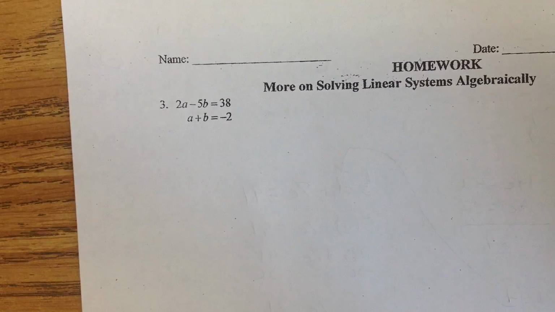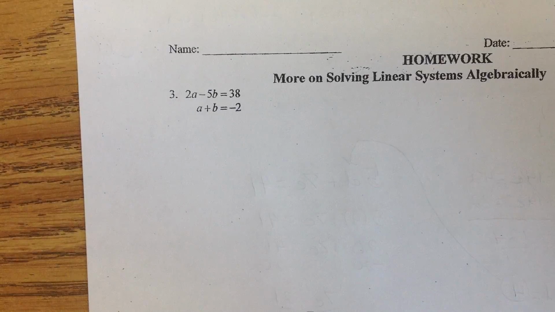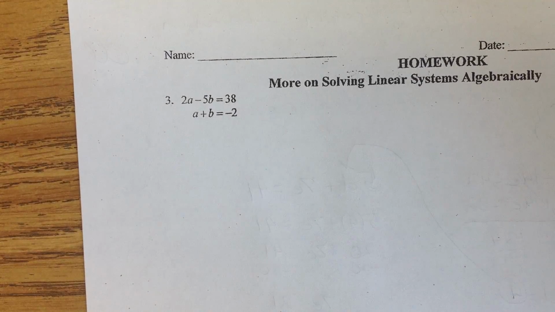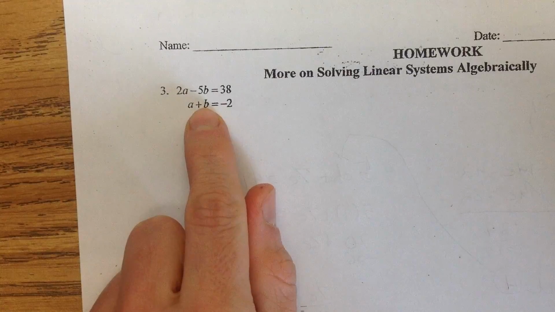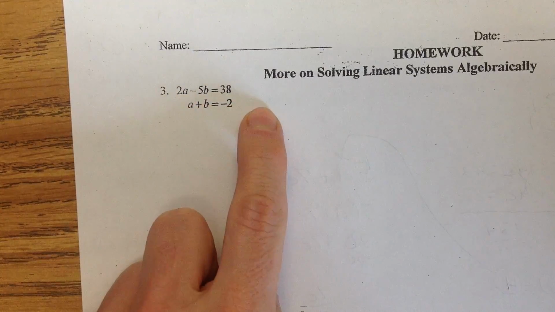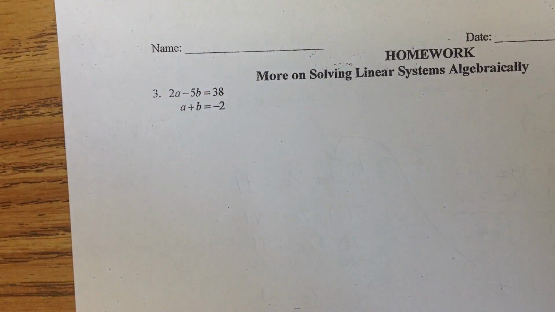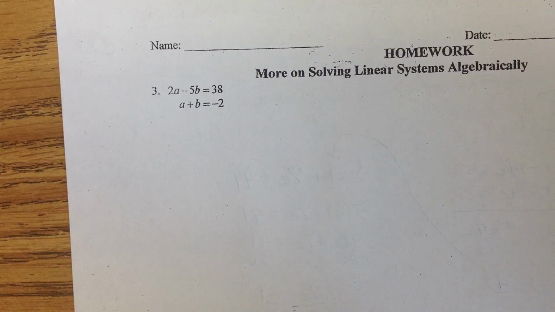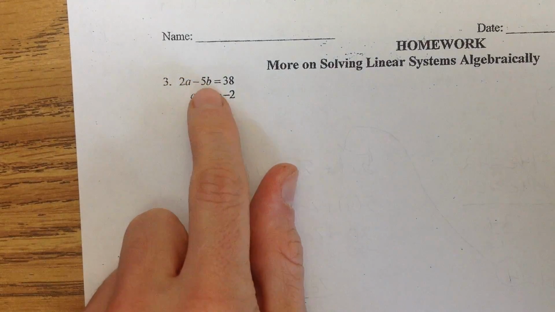Number 3, 2a minus 5b equals 38. a plus b equals negative 2. Now this is one that I could really do either approach for. If you really like substitution, it's pretty easy to get the a or the b by itself. You could either subtract b from both sides, or you could subtract a from both sides. It's an easy substitution. If you like elimination, it's also good for elimination because the letters are all lined up.